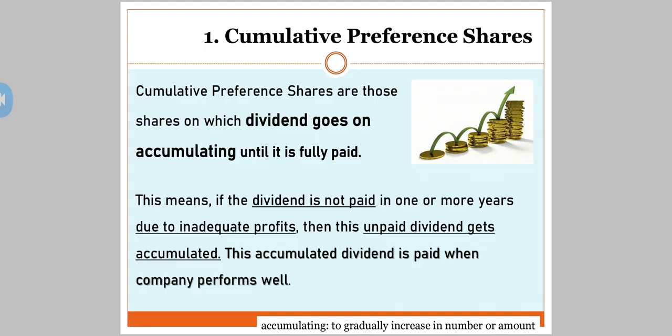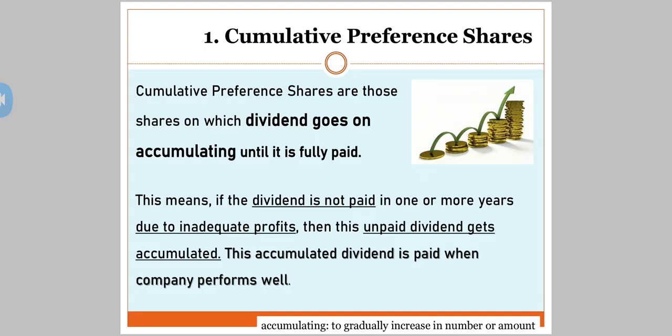Now see, this means if the dividend is not paid in 1 or more years due to inadequate profits, then this unpaid dividend gets accumulated. This accumulated dividend is paid when the company performs well. Now, let's say the company issued preference shares this year. The company properly paid dividend as there was adequate profit. In the coming second year, the company again paid the dividend. But in the third year, there was inadequate profit to pay the dividend.